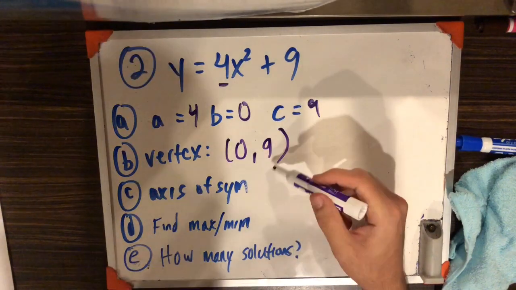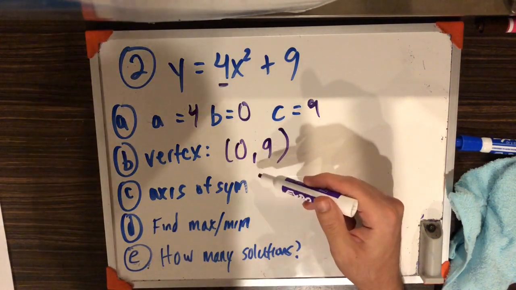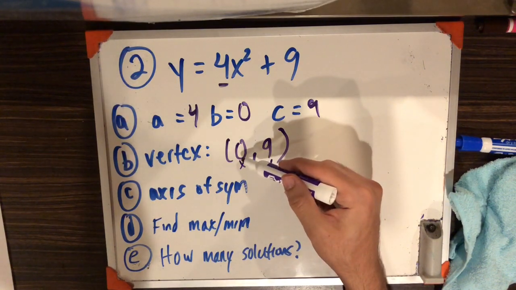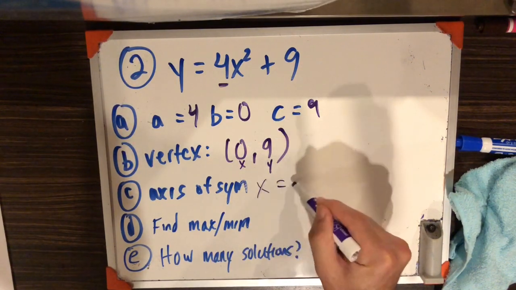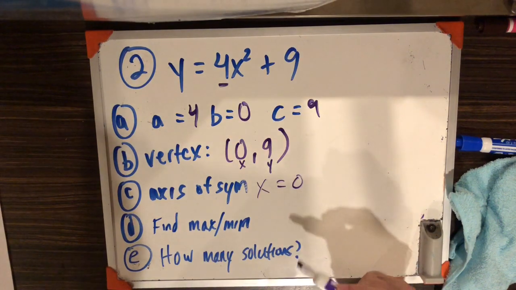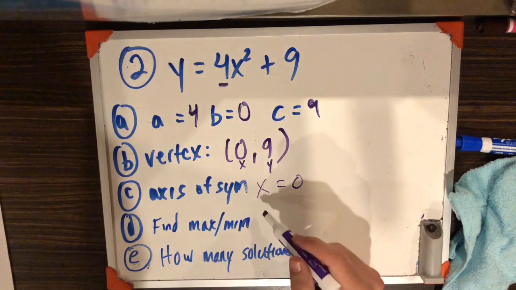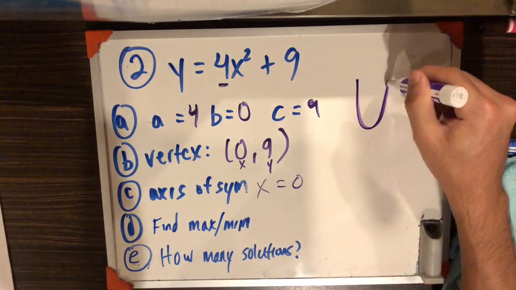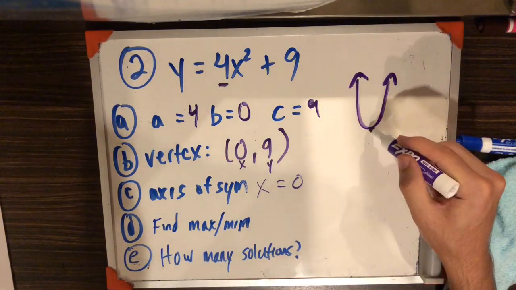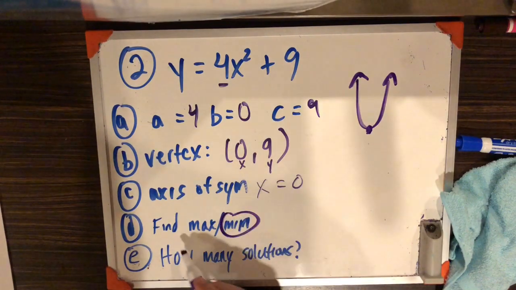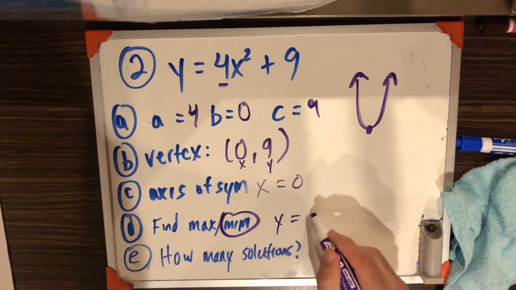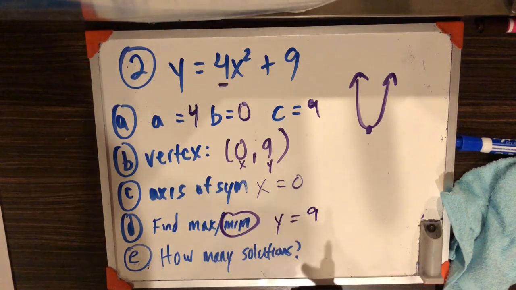Okay, remember, vertex gives you 2 other things, right? This is our x, this is our y, this showing our axis of symmetry. So where does this split up? Or where does the parabola split up? Find your max or min. Again, this is a happy face. This would have a minimum. But as far as what is the minimum, again, that would be y is equal to 9, right?